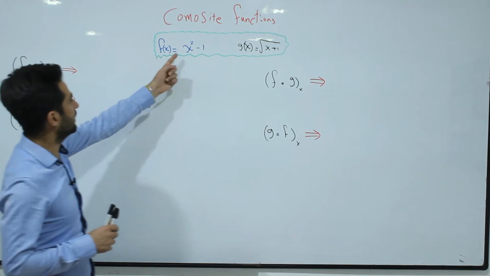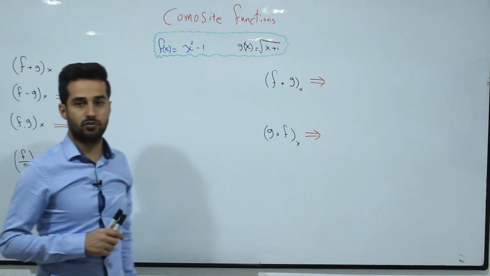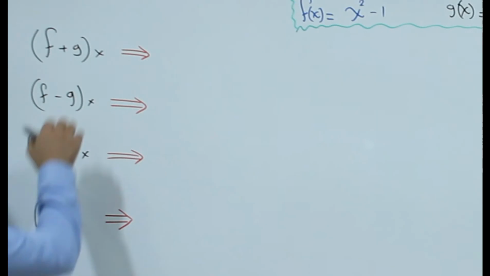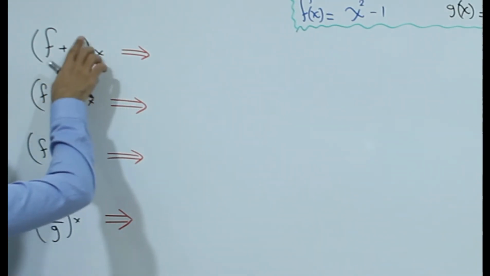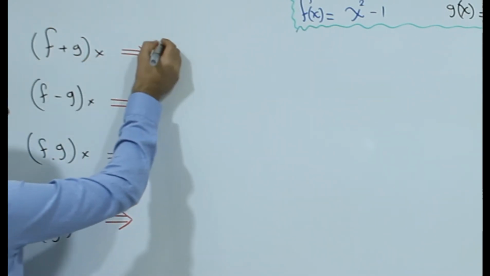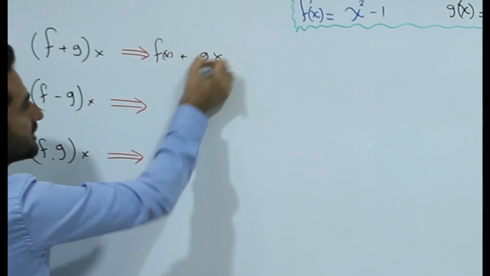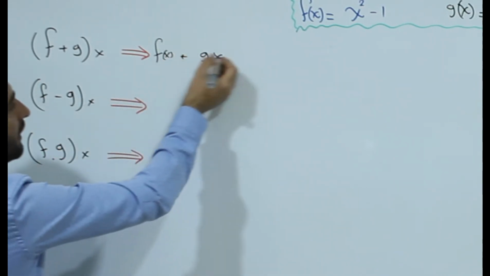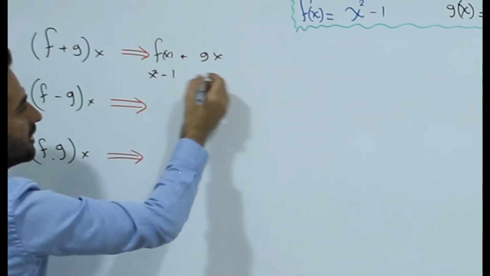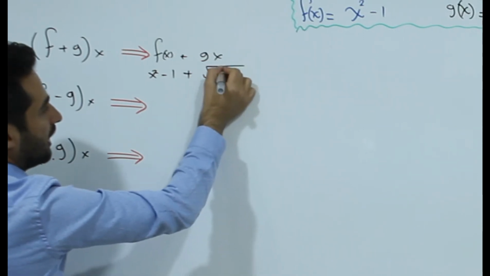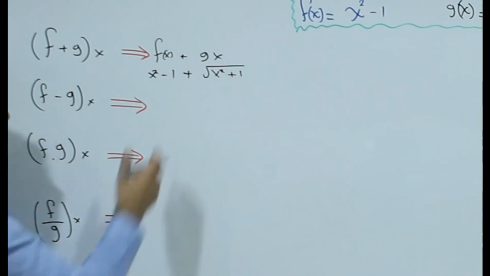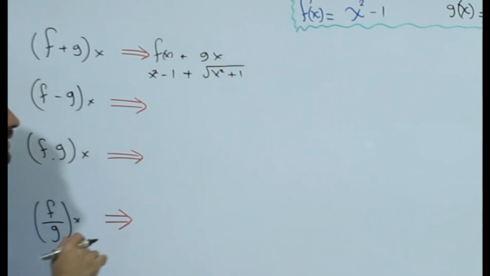If we have two functions, one of them x squared minus 1 and the other one square root of x plus 1, how can we add those two functions? That's easy, guys. We have f plus g in parentheses of x, so we give this x to both. It becomes f of x plus g of x. f of x is x squared minus 1, and g of x is square root of x plus 1. Can we simplify anything? Nothing, so leave it.